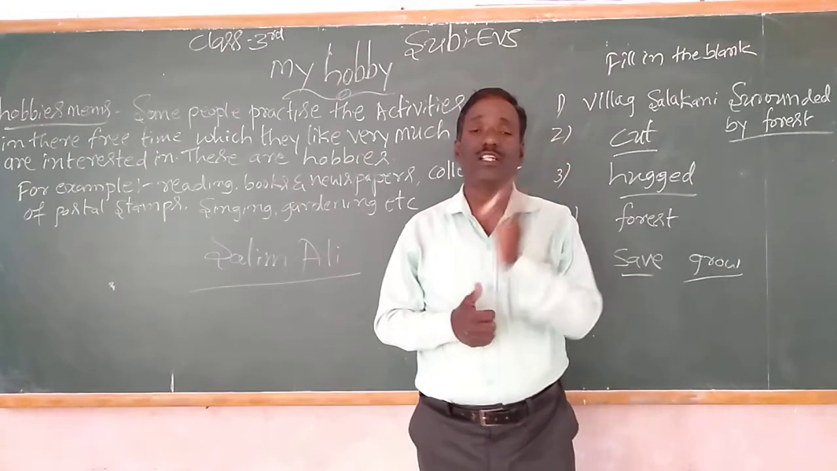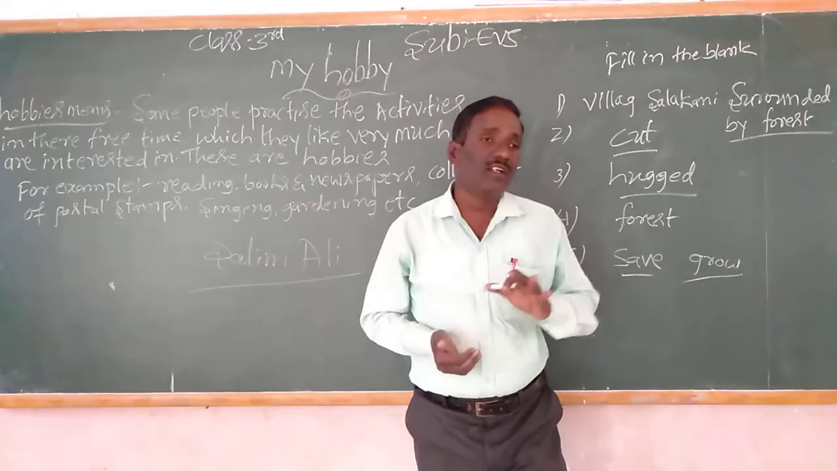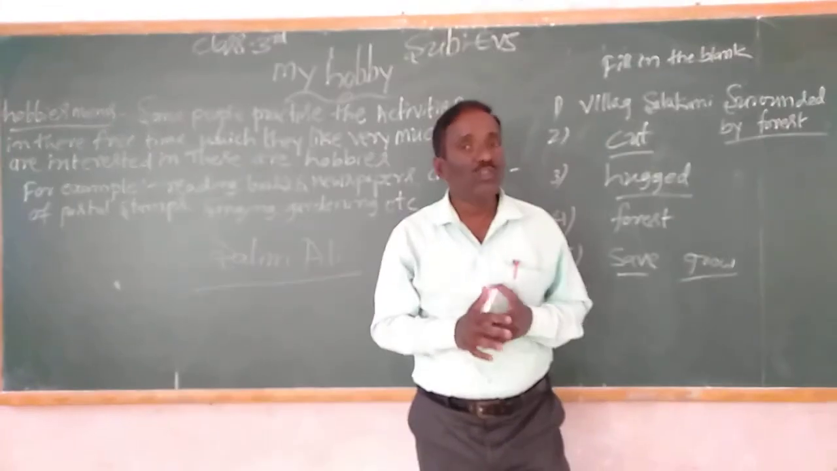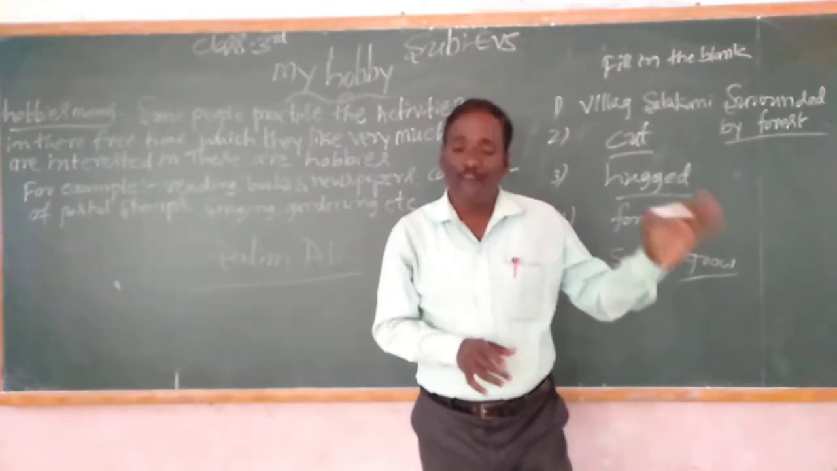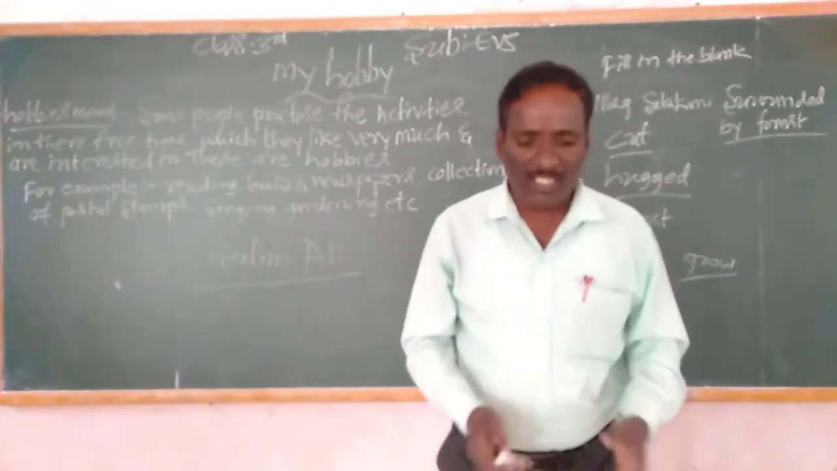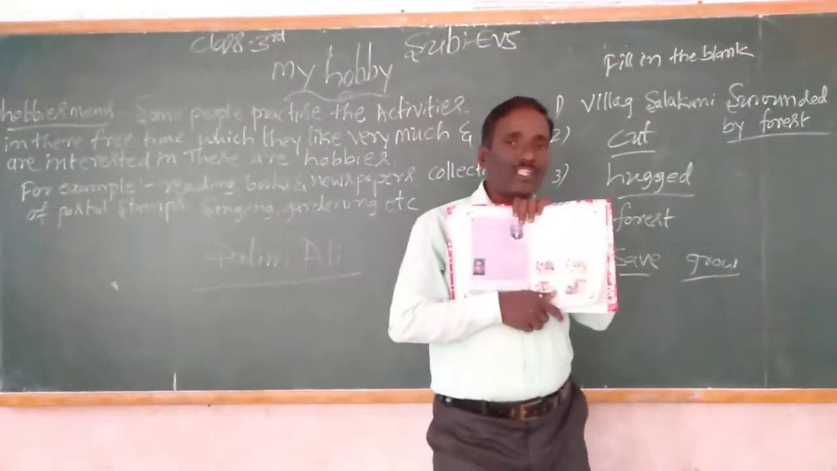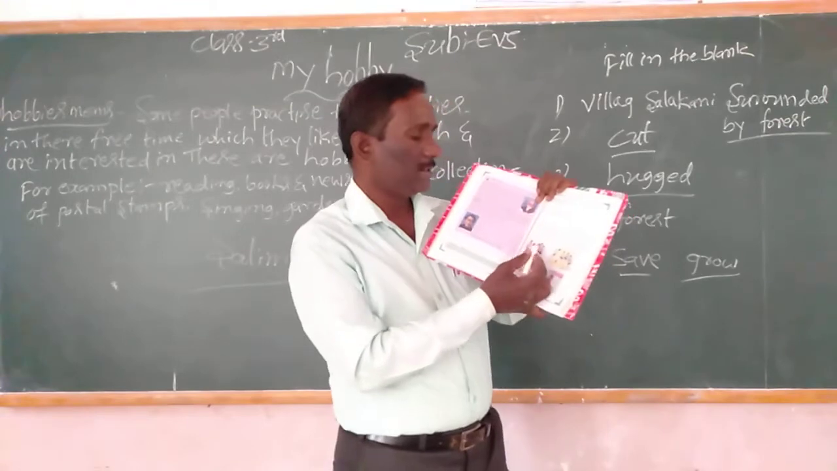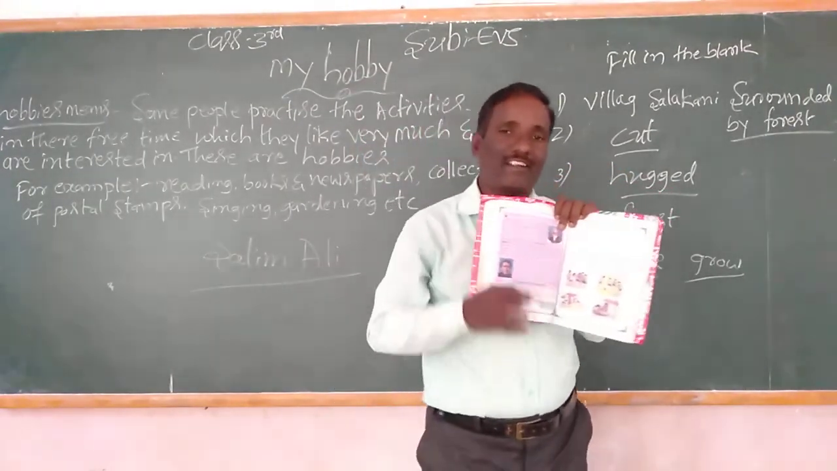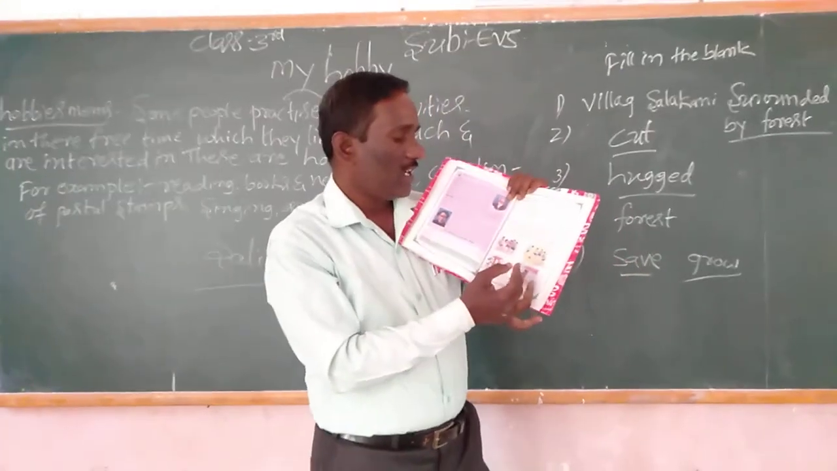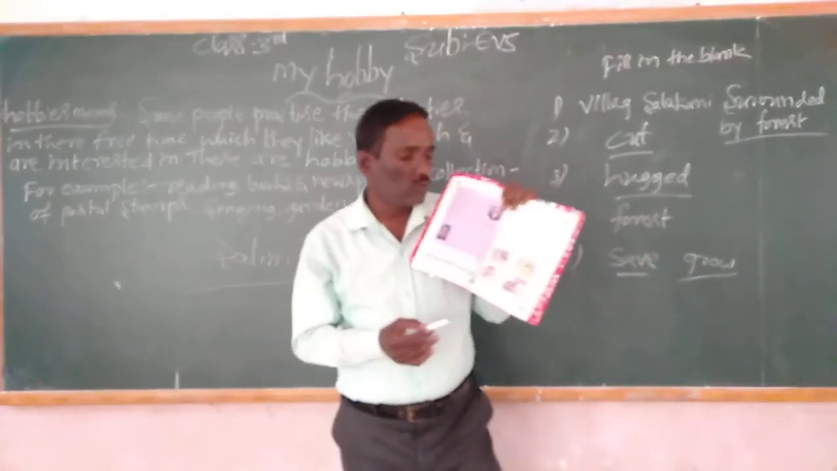You have observed the hobbies of your family members. Observe your friends in school or in the neighborhood. What are they doing in their free time? Look at the pictures given in your textbook, page number 140. Put a right mark against the picture you would like to follow, and say why you do so.